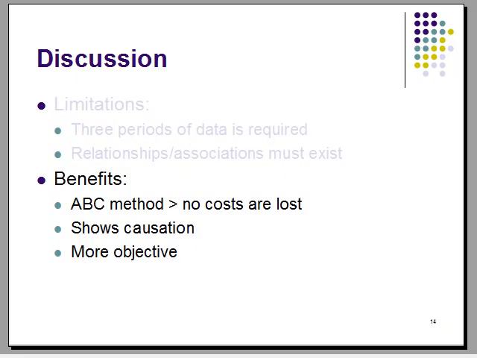There are 3 major benefits of this method. First, it ensures that no costs are lost and all costs are accounted for. If you remember in the first slide, the alternative method omits costs such as decreased productivity. Another benefit is that not only does this method show relationship, but it proves causation.